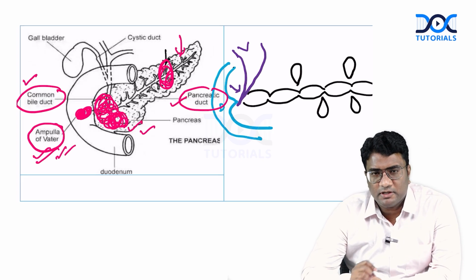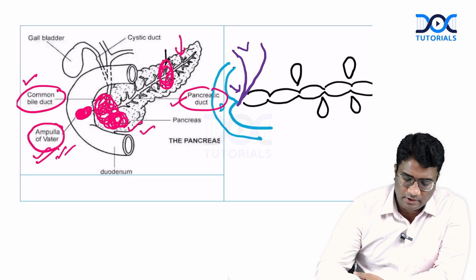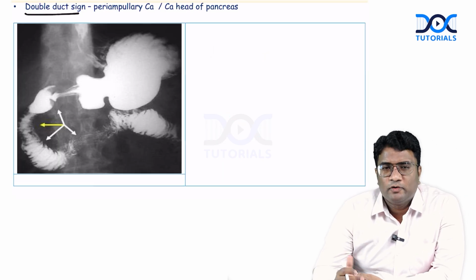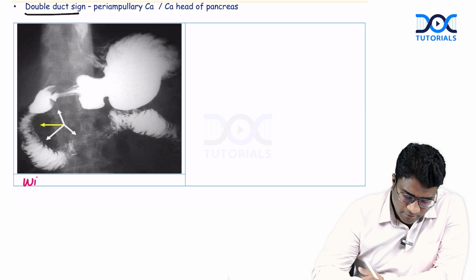If that is not there in the options, the next answer should be CA head of pancreas for a double duct sign on ERCP or MRCP. I hope you got this concept. Now, let us actually look at the imaging findings. Here you can see this is widening of the C-shaped loop of duodenum.